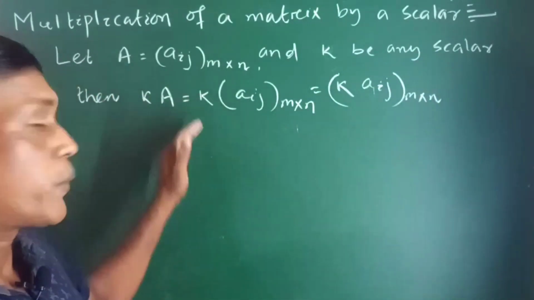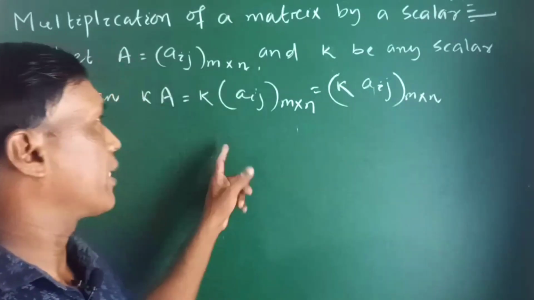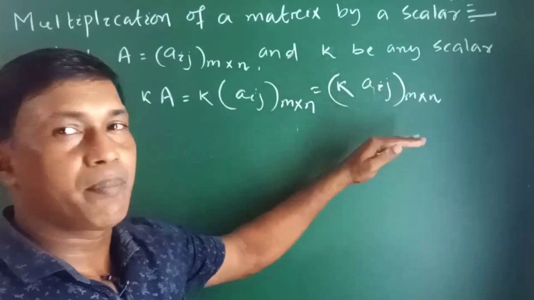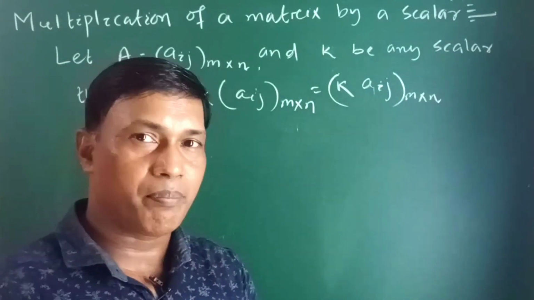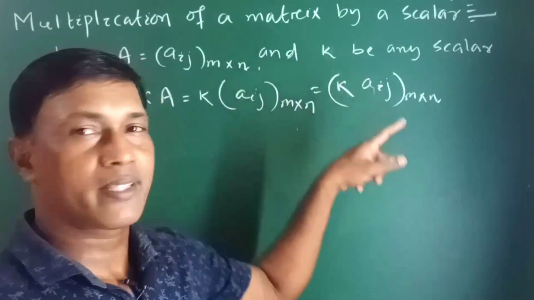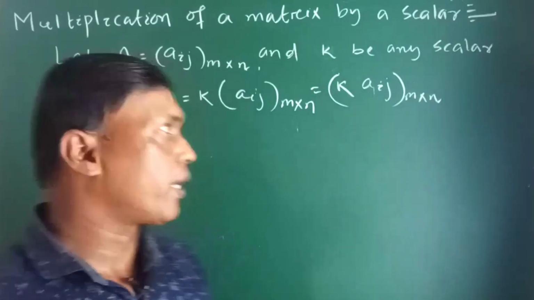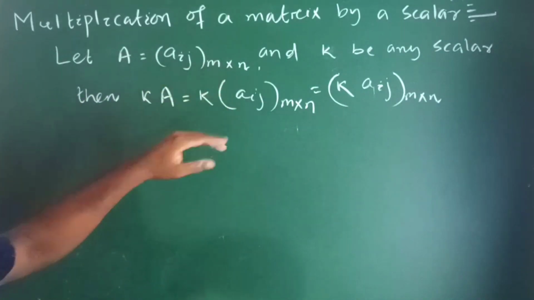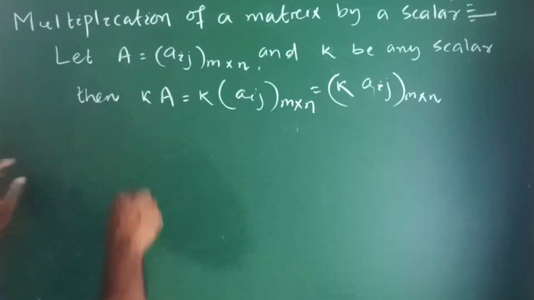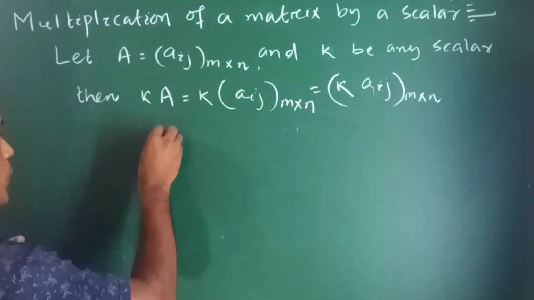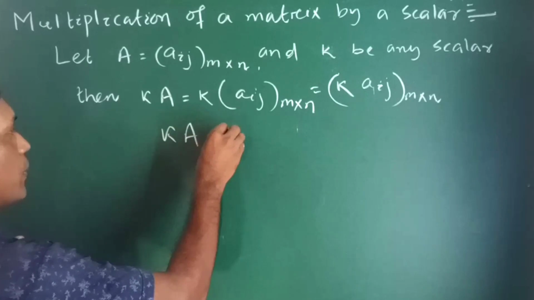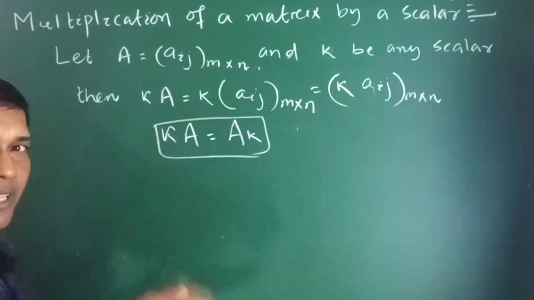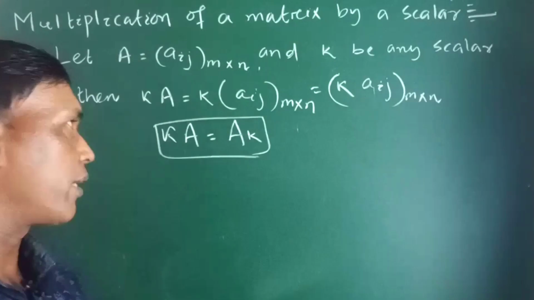Again, also after multiplying a constant with the matrix, the order of the new matrix remains same. अगर तुम constant multiply करोगे तो जो new matrix आएगा उसका भी order change नहीं होगा. The order of new matrix is same as the order of A. So now K into A is this much. Also dear students, K into A is equal to A into K. Constant into matrix is equal to matrix into constant.